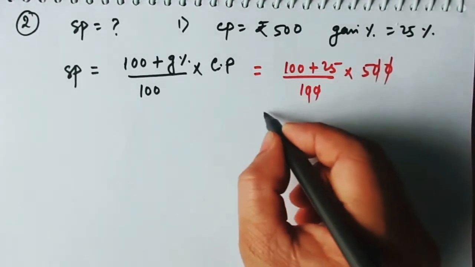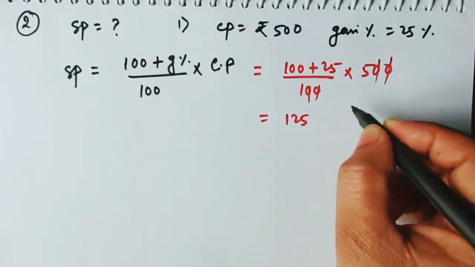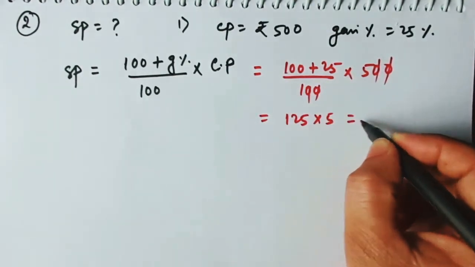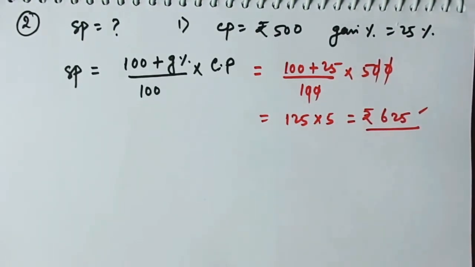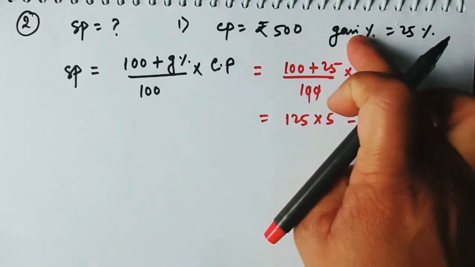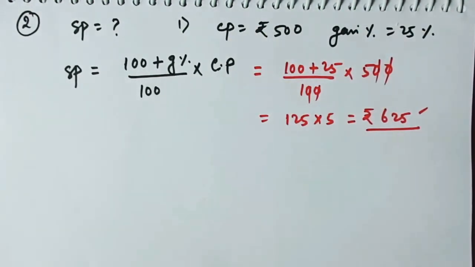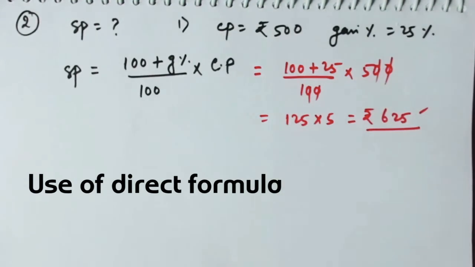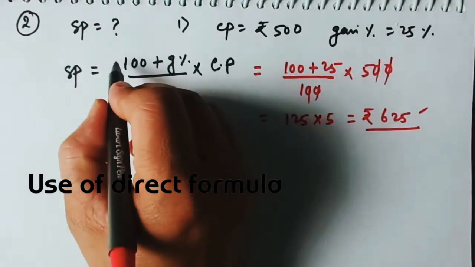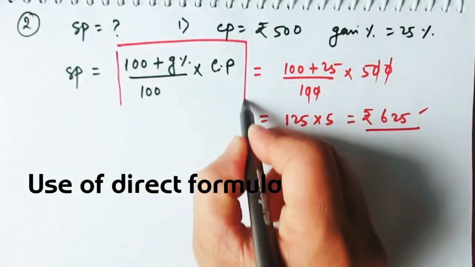Okay, fine. So 100 plus 25 is equal to 125. 125 into 5 is equal to how much? Is equal to rupees 625 is the selling price. I didn't find out the gain and then add it to the cost price. That is also a method. For example, when you have gain percent, in that case you can find 25% of 500, or you add it in the cost price, you will get it. But here I have made direct use of the formula.